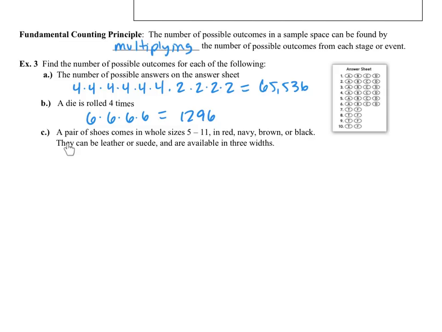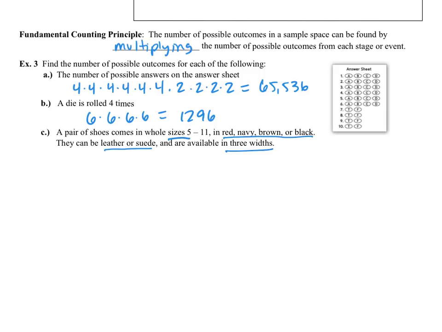And then one more example: a pair of shoes comes in whole sizes, so we can talk about shoe size. Then we can talk about color: red, navy, brown, or black. Then we can talk about the material used, either leather or suede, and then there are 3 widths available.